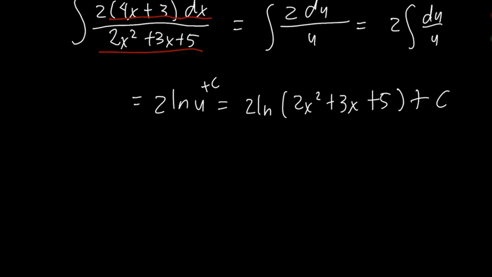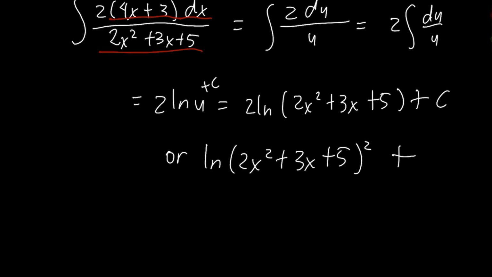Or we can rewrite this as ln (2x² + 3x + 5) raised to 2, plus c. So either way, either of these two, they are still correct.